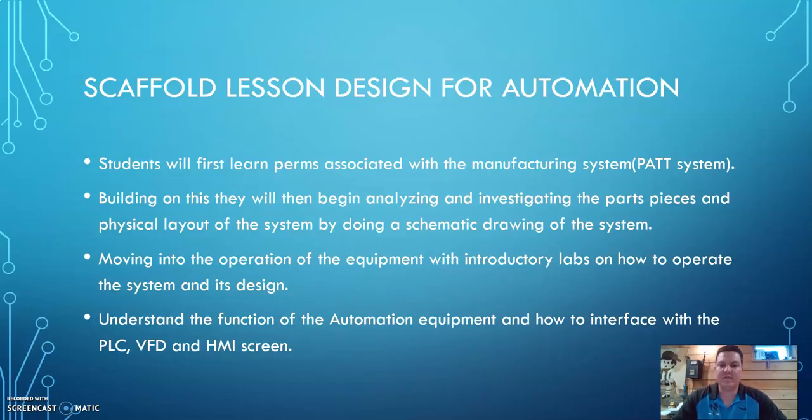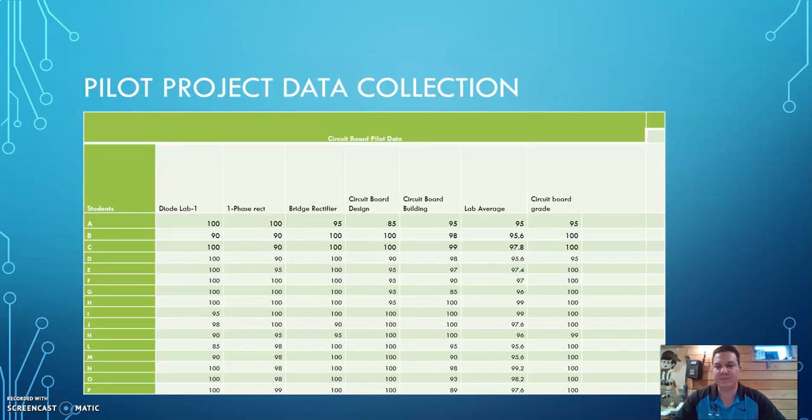The scaffolding lesson design for automation will be similar to the digital electronics, where they're going to first learn the terms associated with the manufacturing system or the PAT system, and then building on this, they will be analyzing and investigating the parts, pieces, and physical layout of the system, and doing a schematic drawing of the system as well, which we call a P&ID diagram. Once they go through those basic learning levels, then we're going to start getting into the automation equipment, which is the PLCs, the VFDs, and the HMI screen.